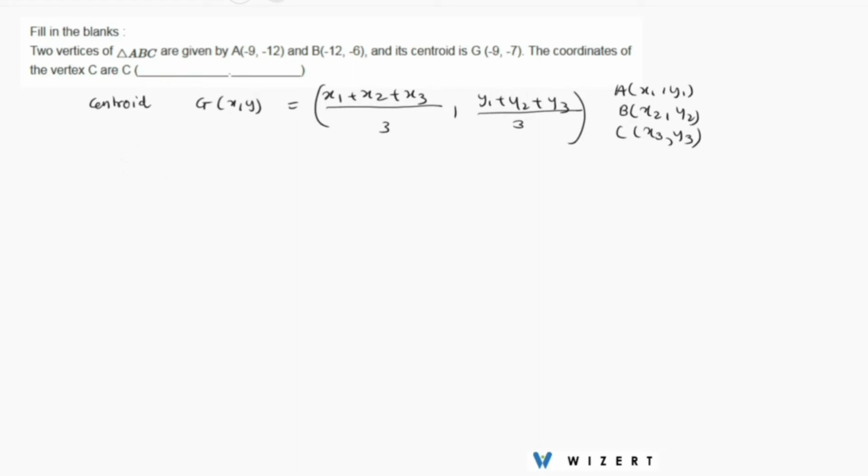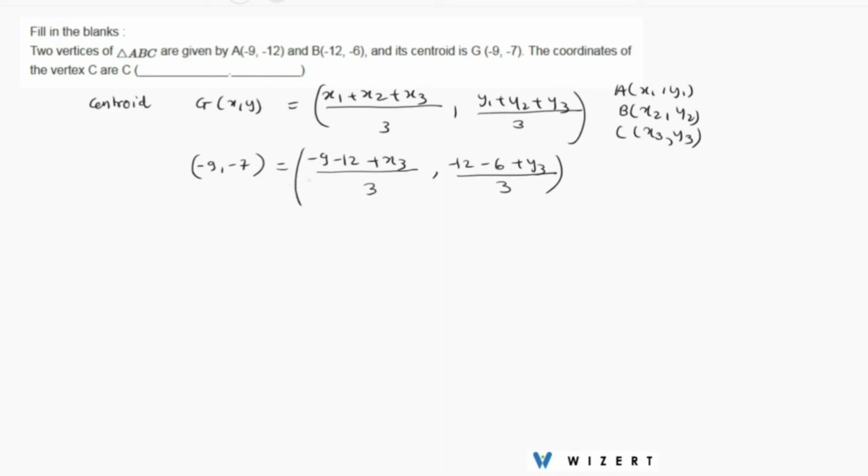So let's put the values here. We have (-9, -7) equal to ((-9 - 12 + x3)/3, (-12 - 6 + y3)/3).